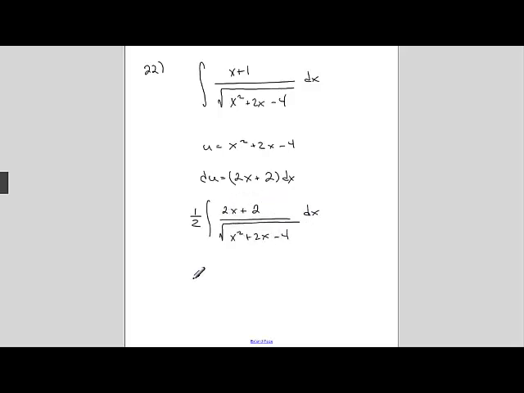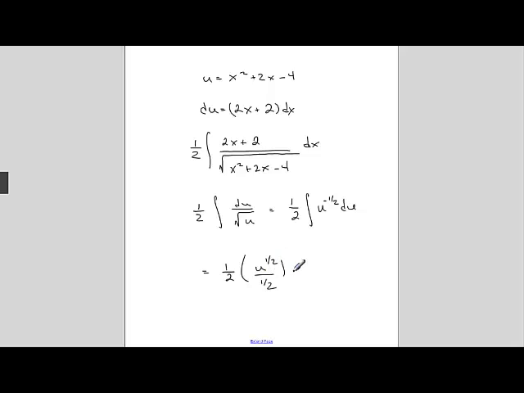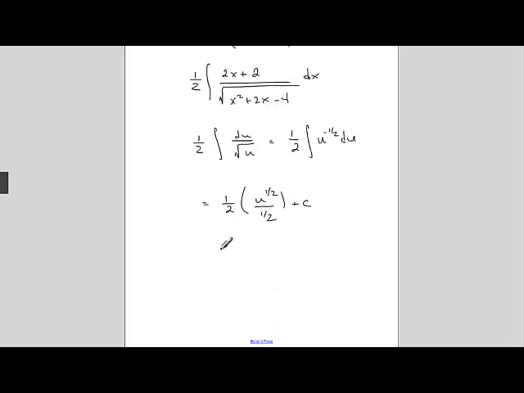So now we can do the u substitution, and we have du over the square root of u. And so that's the same as u to the minus 1/2 power du. And when we integrate, we get 1/2, which is the constant, times u to the 1/2 power divided by 1/2, plus arbitrary constant c. And you can see we can multiply 2 in the denominator by 1/2 in the denominator, which will give us 1. So we just have u to the 1/2 plus c.